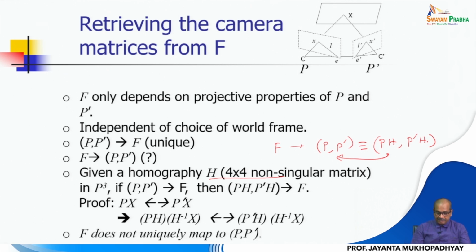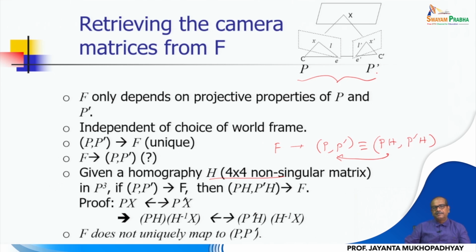That is the way we can say. So F does not uniquely map to P and P prime. Though P and P prime, this pair uniquely determines an F. There is F and also its scaled versions, but it determines the same fundamental matrix in the projective space. But that is not true for the other way.